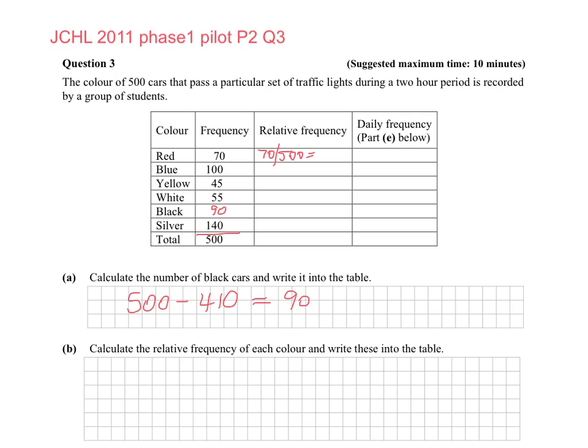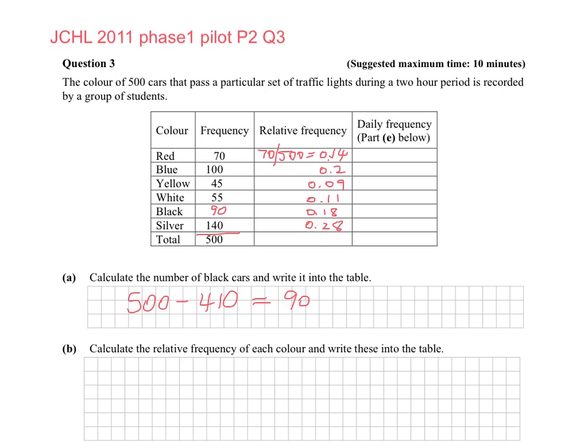Now, as a decimal, it might be easy to put them as a decimal, and it's 0.14. 100 out of 500 is 0.2. 45 out of 500 is 0.09. 55 out of 500 is 0.11. 90 out of 500, 0.18, and 0.28 for the last one.